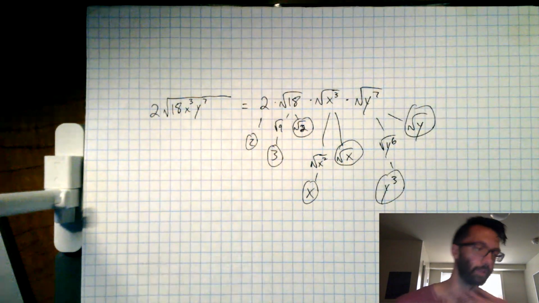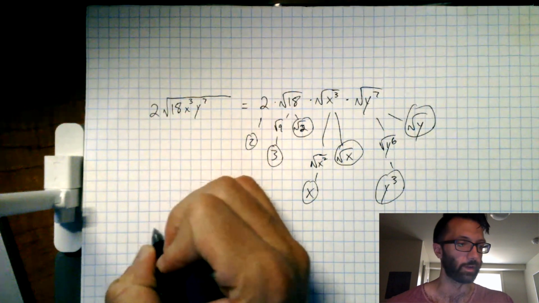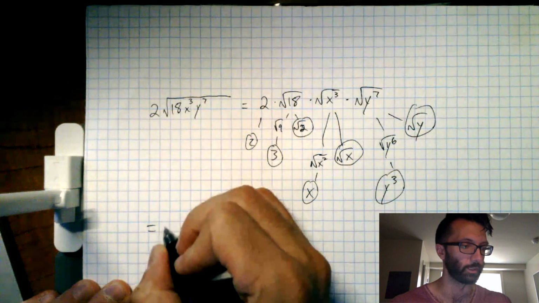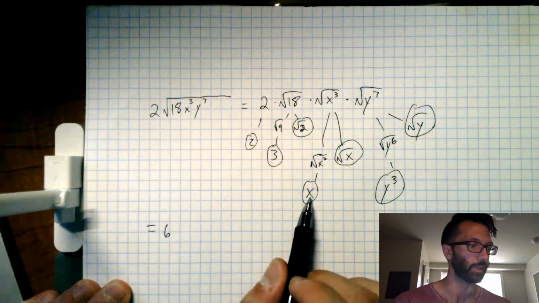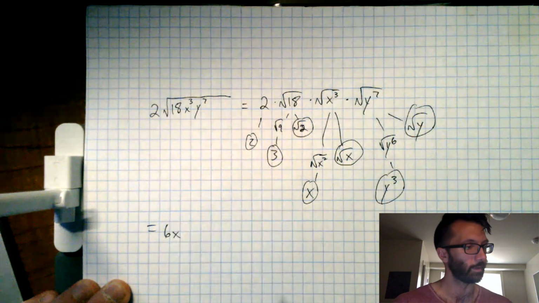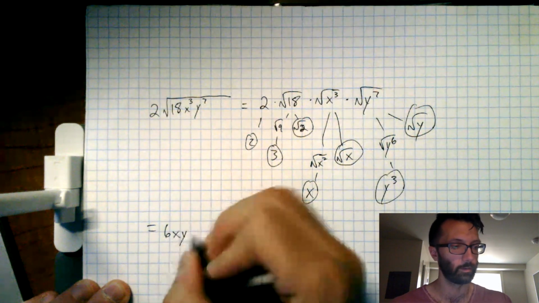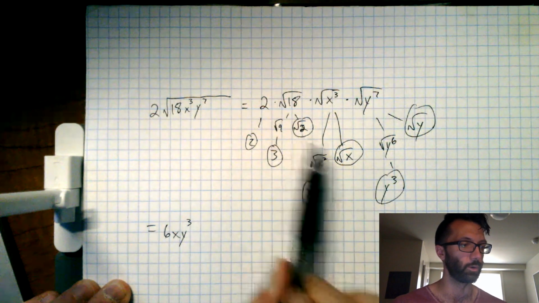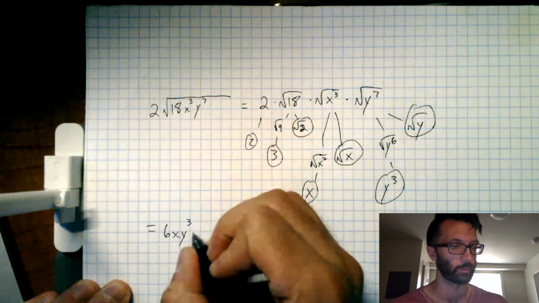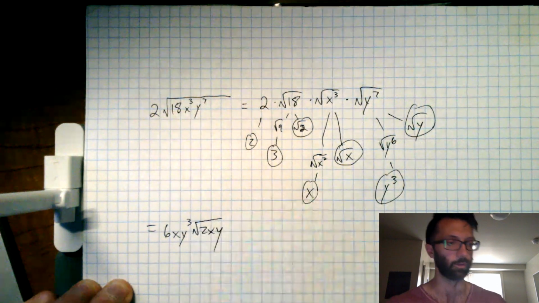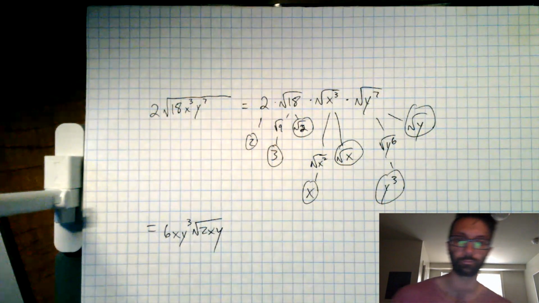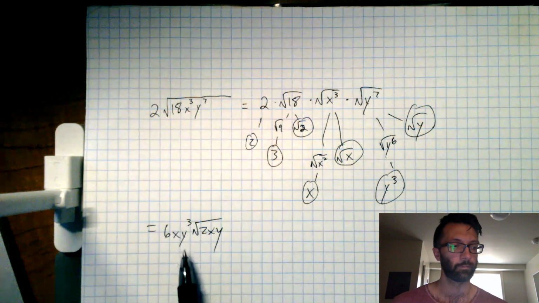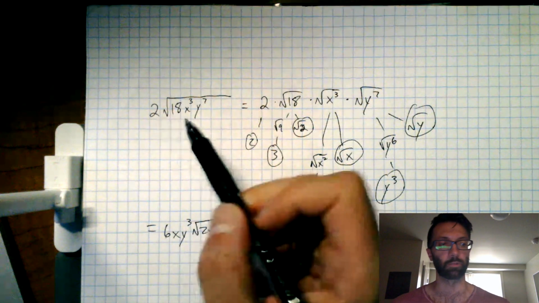All right, so I have a lot of parts here. So you want to be very careful. I have a 2 times 3, which is 6, times x times y to the 3rd. And now everything else that's under the radical, I have a 2, an x, and a y. So times the square root of 2xy. All right, so this here would be the simplified radical expression of this one here.